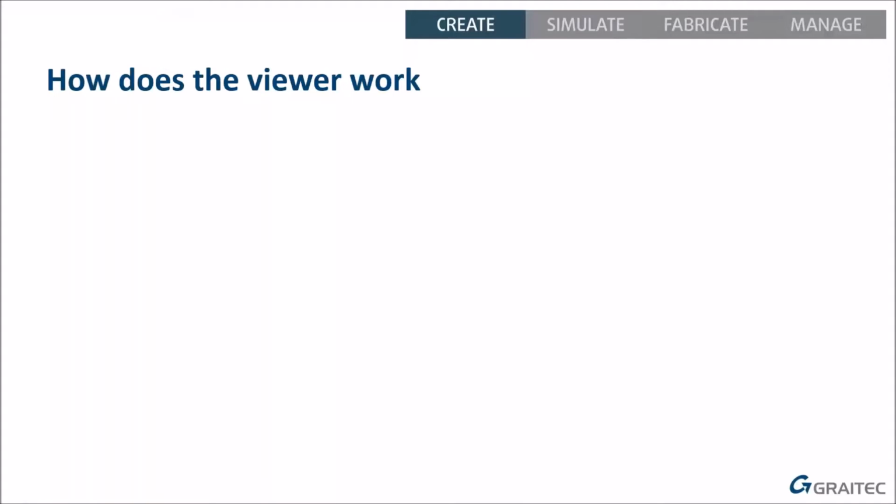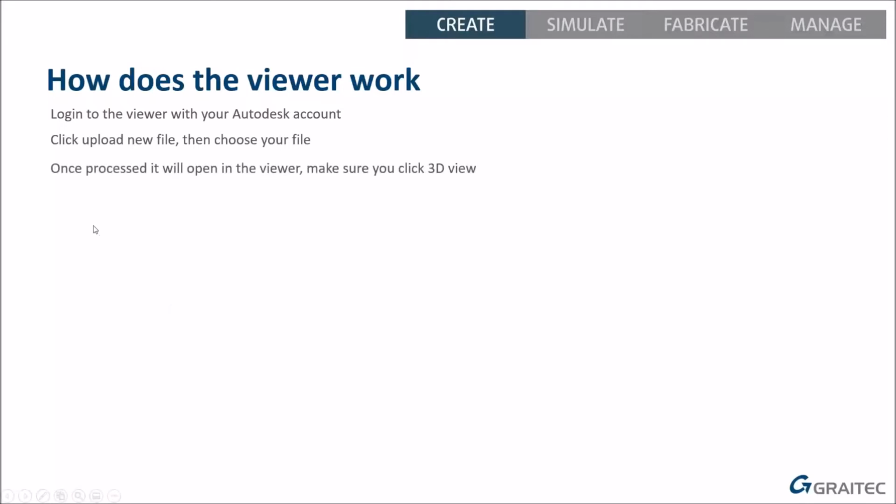So how does the online viewer work? We set up our model. So you log into the viewer with your Autodesk account. In fact, I'll go through the PowerPoint and then we'll go and do it. So you log in, you simply click Upload New File, and then you choose your file. The system will then process that upload and then it will open in the viewer.